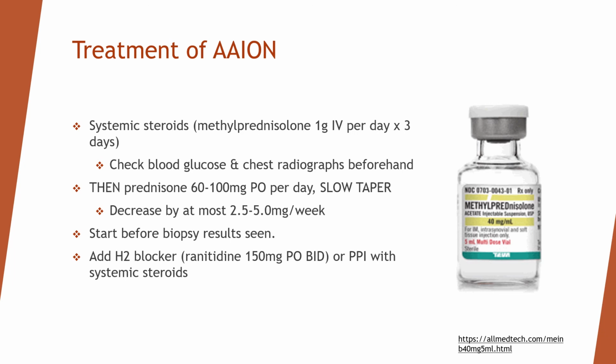Once the systemic steroids are cleared for administration, after the methylprednisolone for 3 days, you can give prednisone 60 to 100 milligrams per oral per day with a slow taper. We can't suddenly just stop that amount of prednisone so quickly, so we decrease by 2.5 to 5 milligrams at most per week. Because AAION is an emergency, we start before the biopsy results are returned, and H2 blockers or PPI can be given along with the systemic steroids because systemic steroids may cause stomach ulcers.